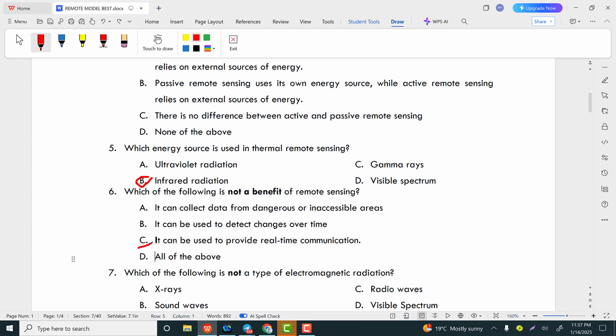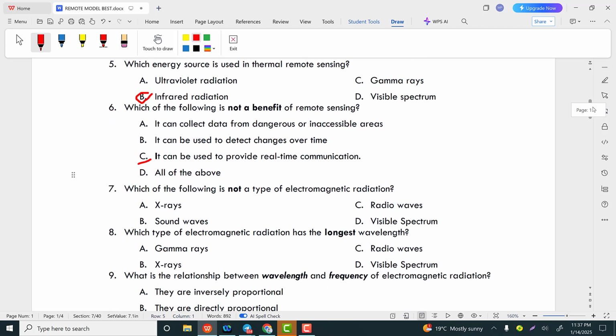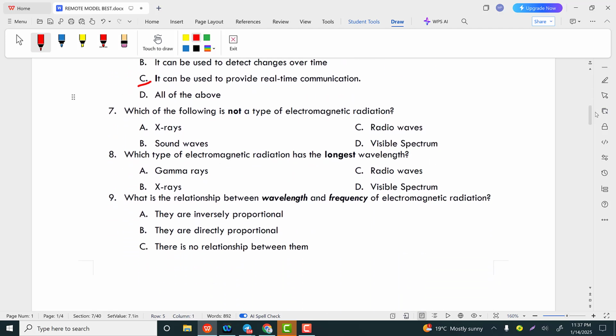So this is the answer. Let's go to the next question. 7. Which of the following is not a type of electromagnetic radiation? A. X-ray. B. Sound wave. C. Radio wave. D. Visible spectrum.